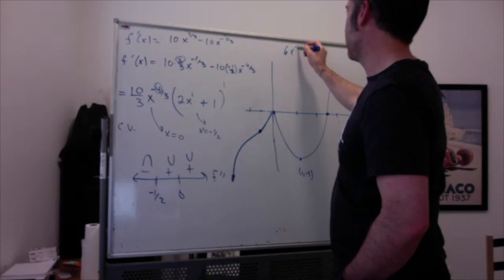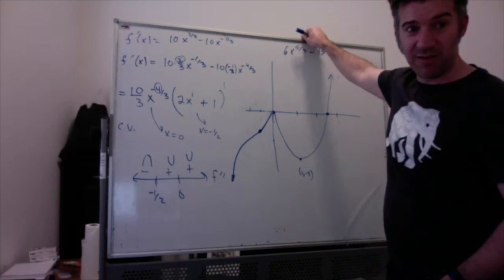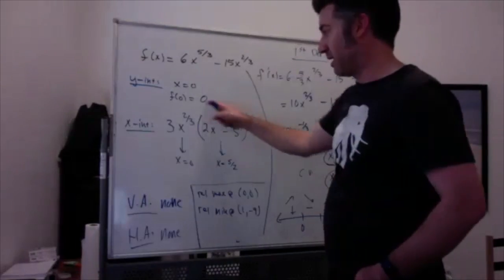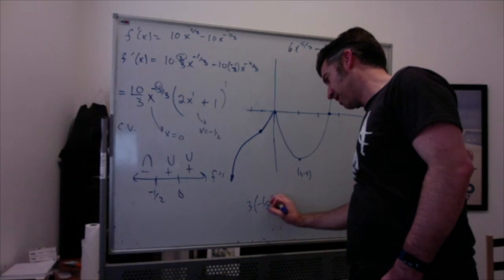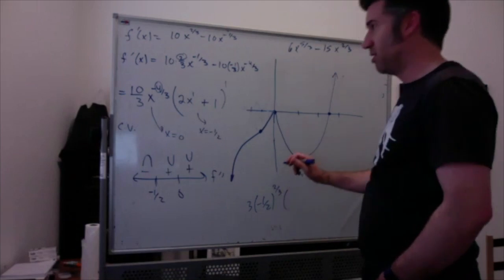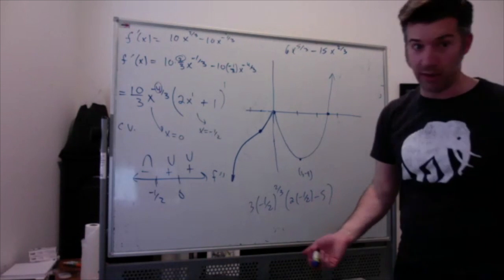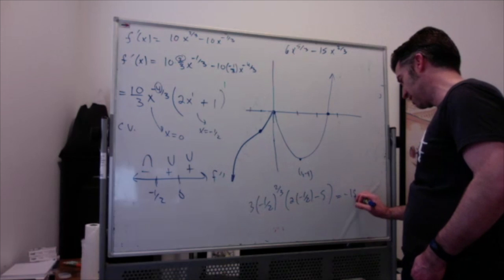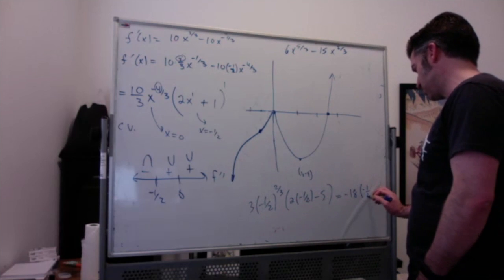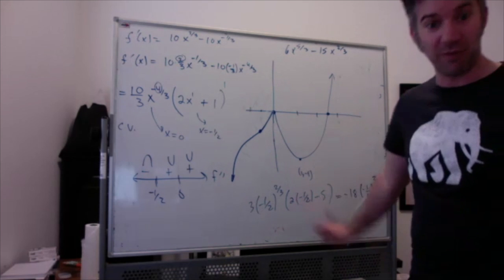You've got 6x to the 5/3 minus 15x to the 2/3. I suppose it would be better to try and do it if I factored it. So I could write it like this. It's still not nice. You've got 3 times negative 1/2 to the 2/3 power times 2 times negative 1/2 minus 5. Gross. That's a negative 6 times, that's a negative 18 times negative 1/2 to the 2/3. Yeah, we'll call it a day on that one. Not like class is over, just like, I'm not going to do any more with that problem.